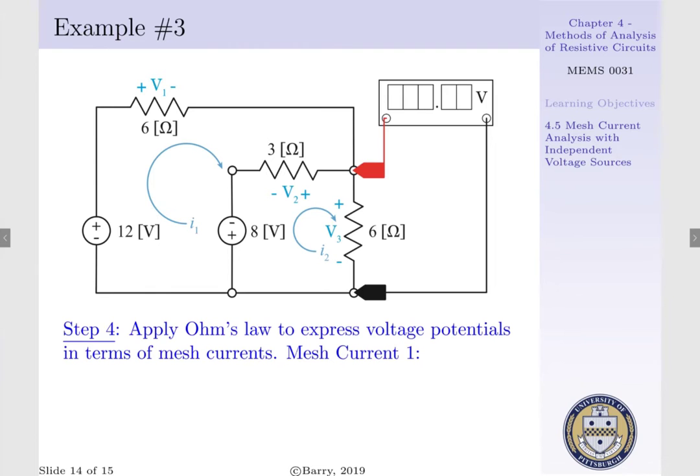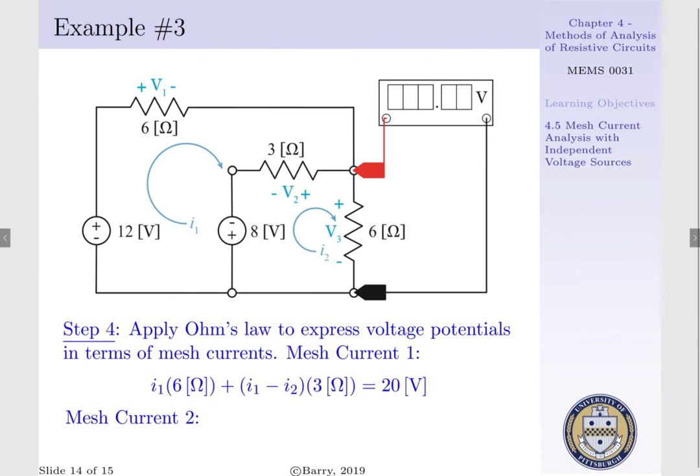Step 4 is to apply Ohm's law to express our voltage potentials in terms of our mesh currents and our resistances. That is, for mesh current 1, where we had V1 plus V2 is equal to 20 volts, V1 can be expressed as I1 times 6 ohms, and then V2, recall that we'd have a current I running through our 3 ohm resistor, which is the difference of I1 and I2. V2 is then expressed as I1 minus I2, said quantity times 3 ohms, and this is equal to 20 volts.